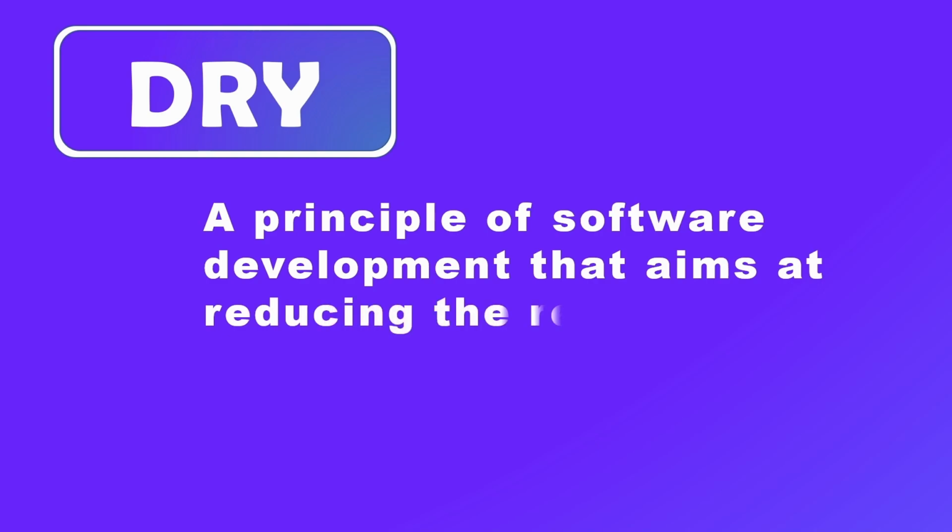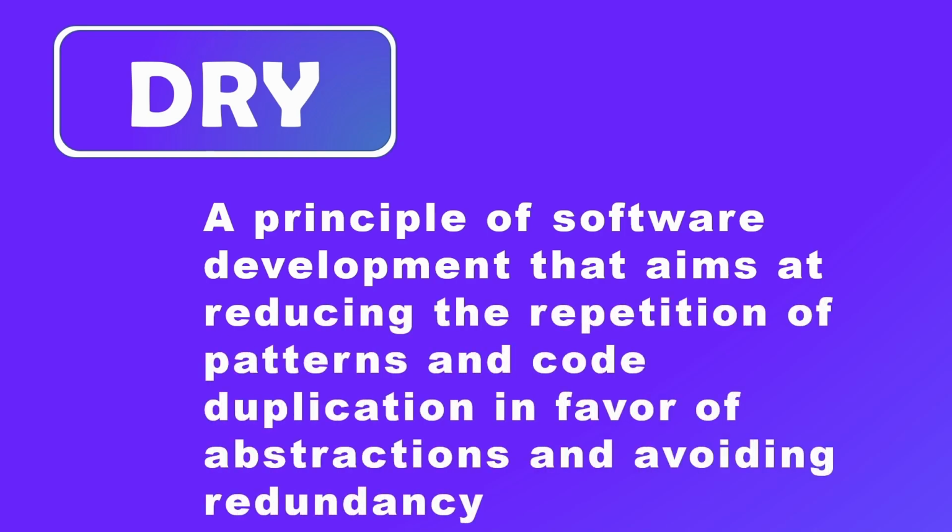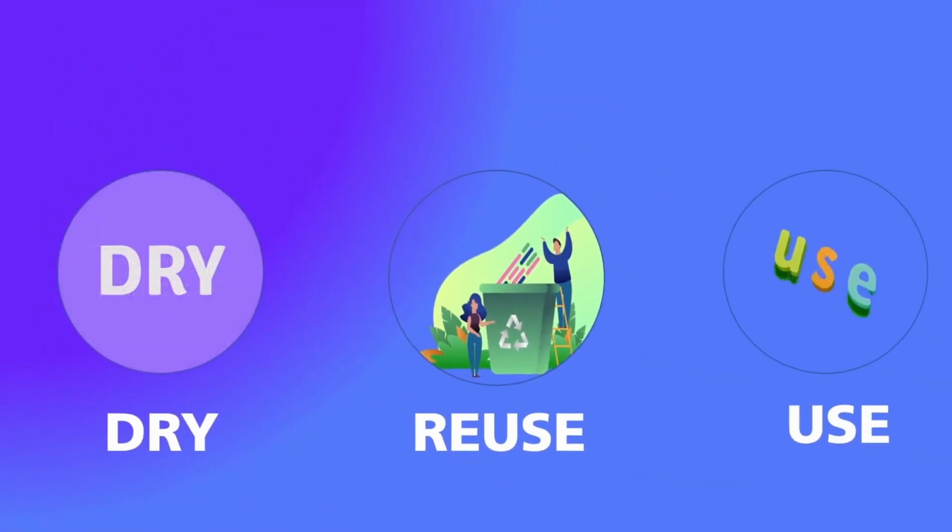Next, we are going to see about DRY. So DRY means do not repeat yourself. The main core idea for this: do not repeat the code again and again by yourself. The definition of DRY is a principle of software development that aims at reducing the repetition of patterns and code duplication in favor of abstraction and avoiding redundancy.